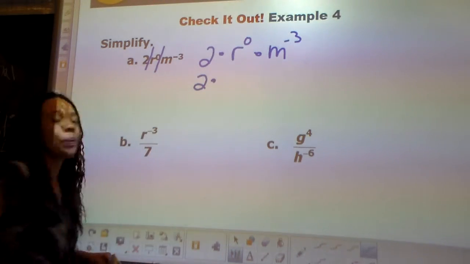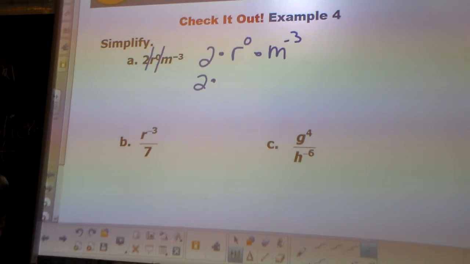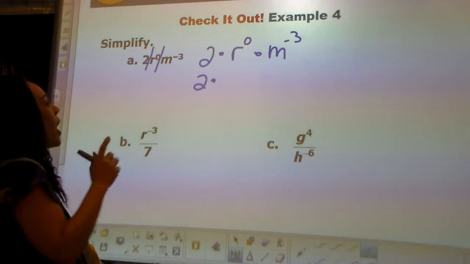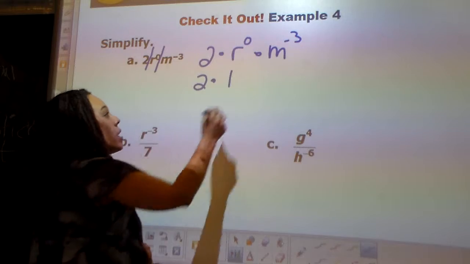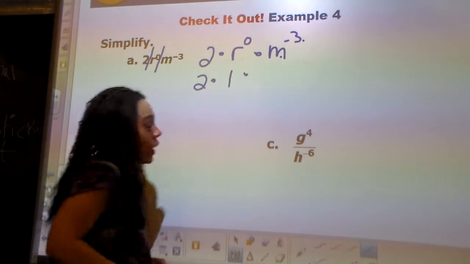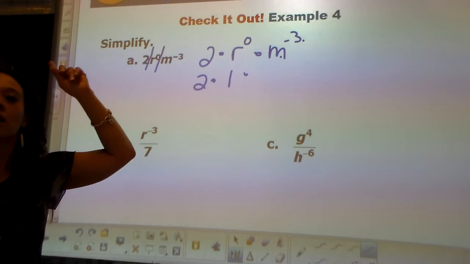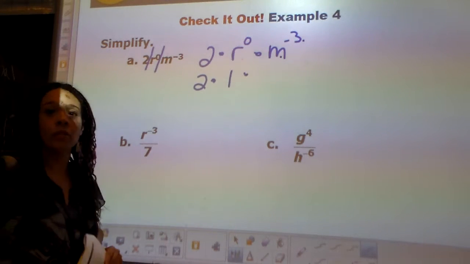Now r to the 0 power, what is r to the 0 power, or anything to the 0 power? 1, good job. So that's just a 1. That's not hard so far. And then m to the negative 3. As soon as I see a negative power, I have to do what? Say it again. Nope. 1 over.